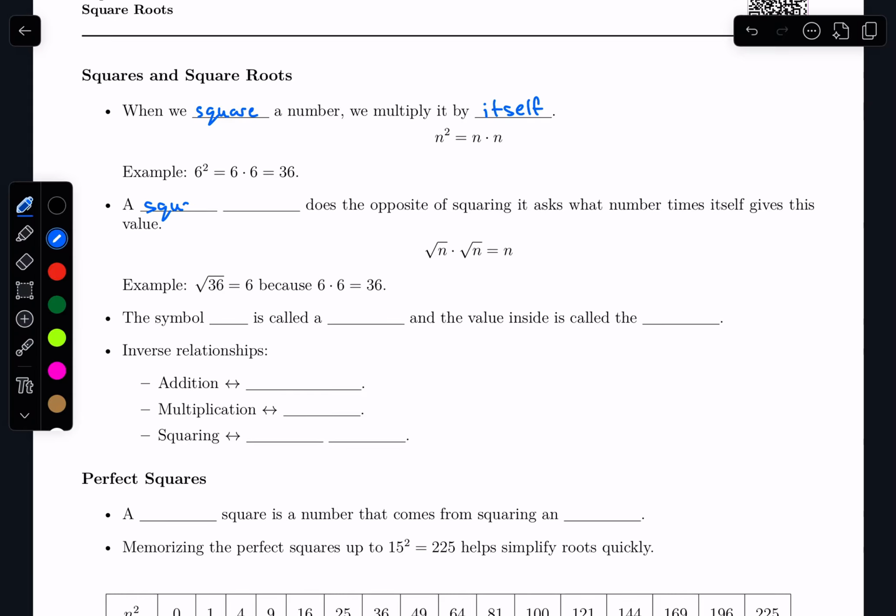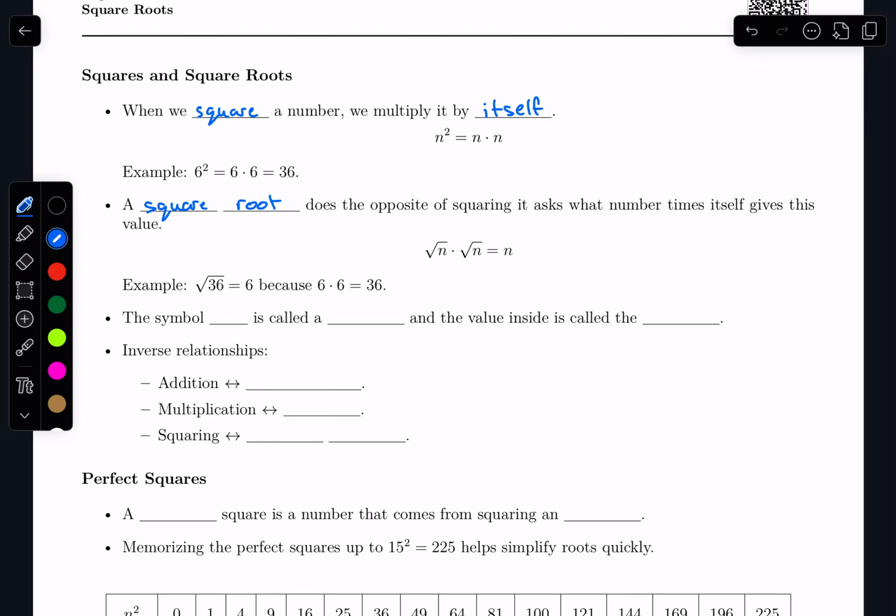A square root does the opposite of squaring. It asks the question, what number times itself gives this value? So the square root of n times the square root of n will give us n. As an example, the square root of 36 is 6 because 6 times itself equals 36. So it does the exact opposite.